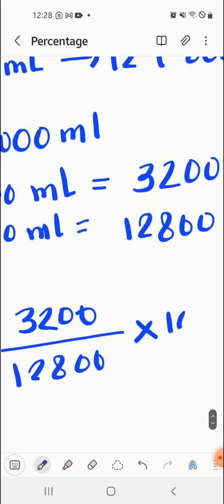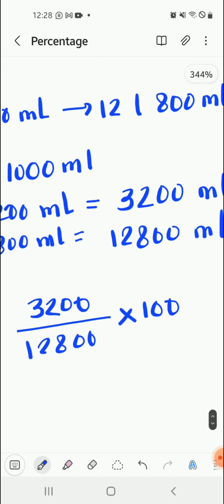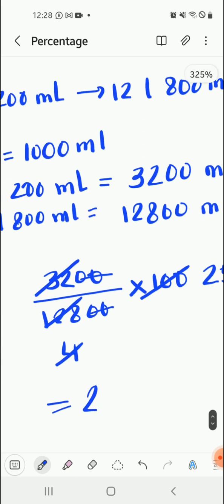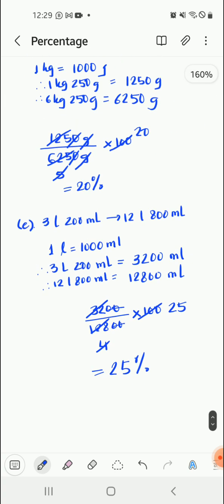Now as we have converted both into a common unit, we'll find the percentage, that is 3200 divided by 12800 into 100. Cancel the zeros. Now we've got 32 and 128. Let's try and divide the numbers and check. 128 divided by 32 we get 4. 100 divided by 4 we get 25. So my answer is 25%. That's it.